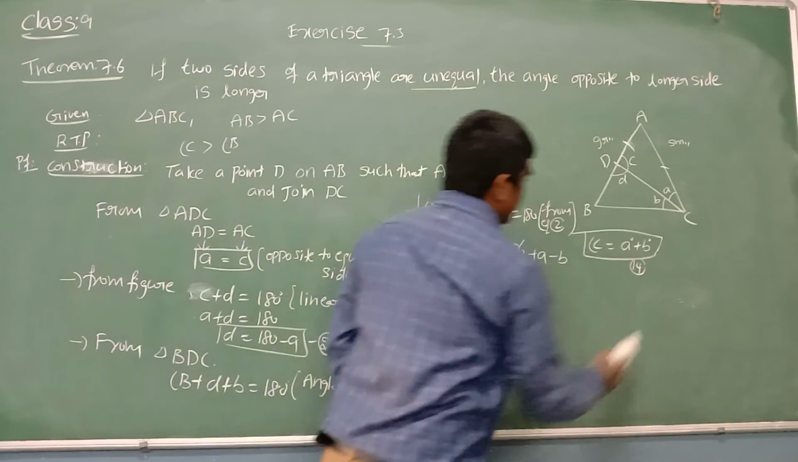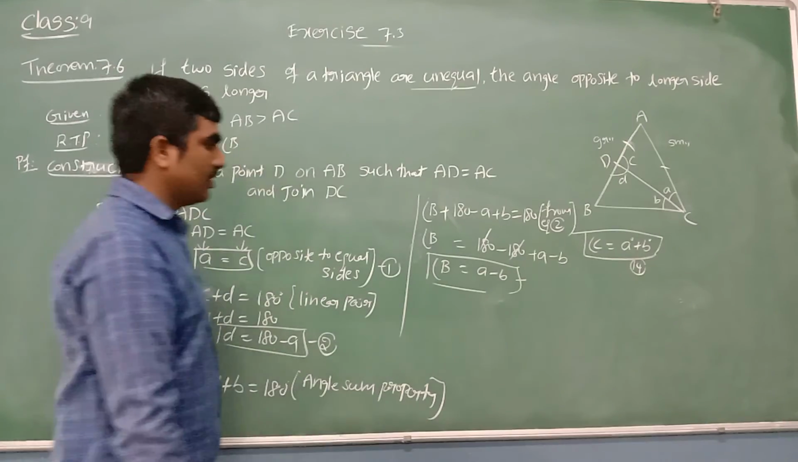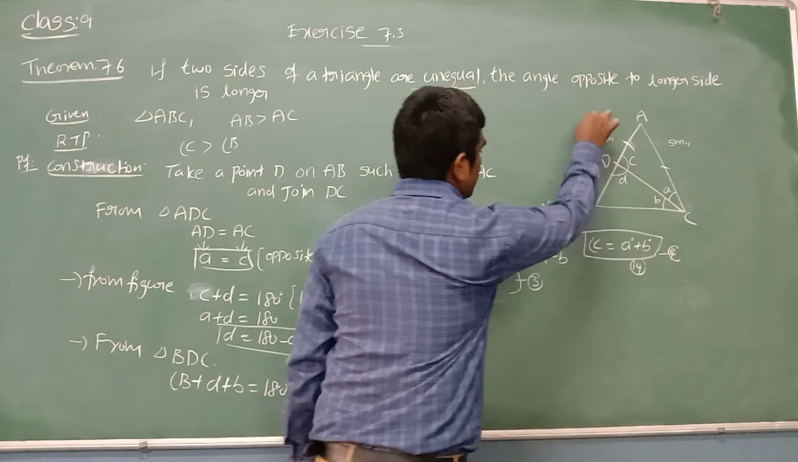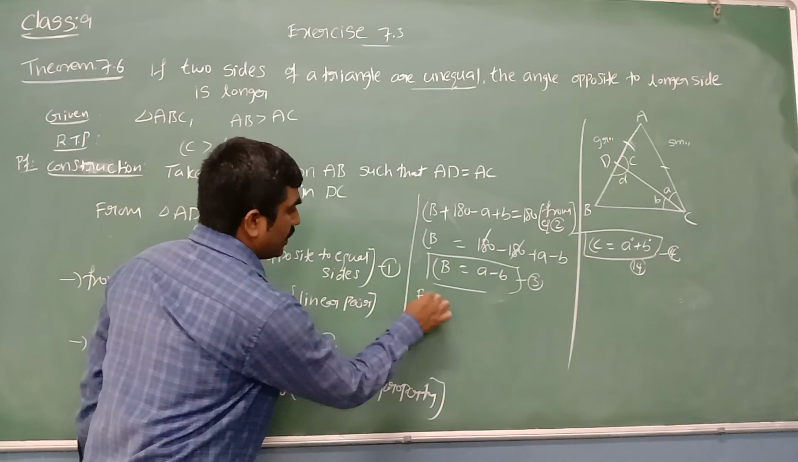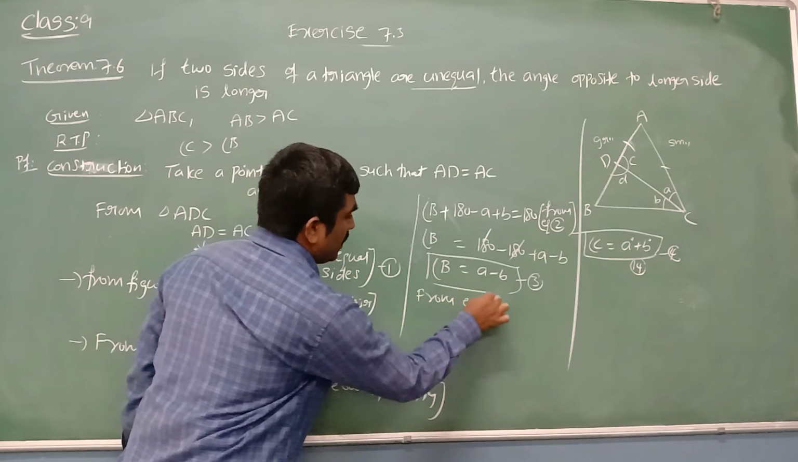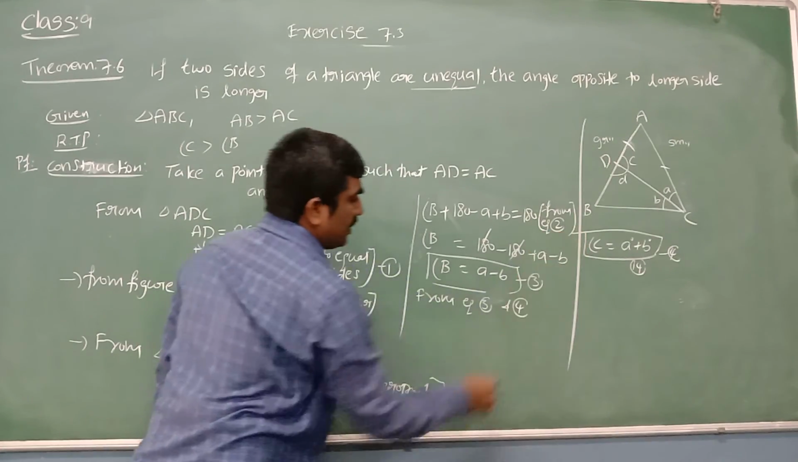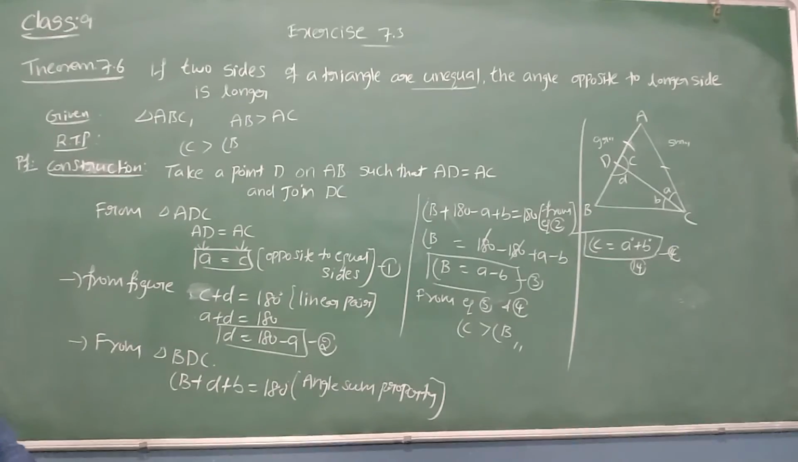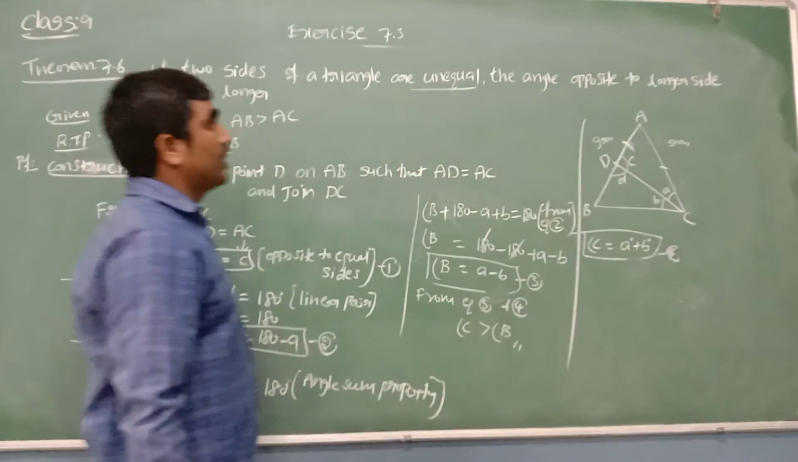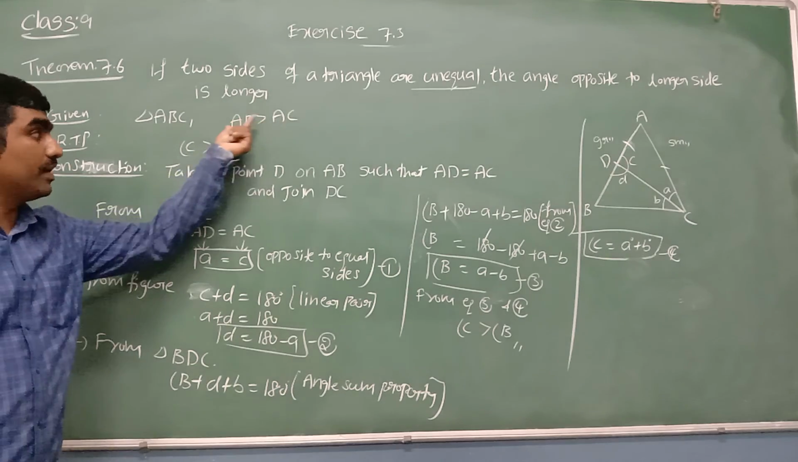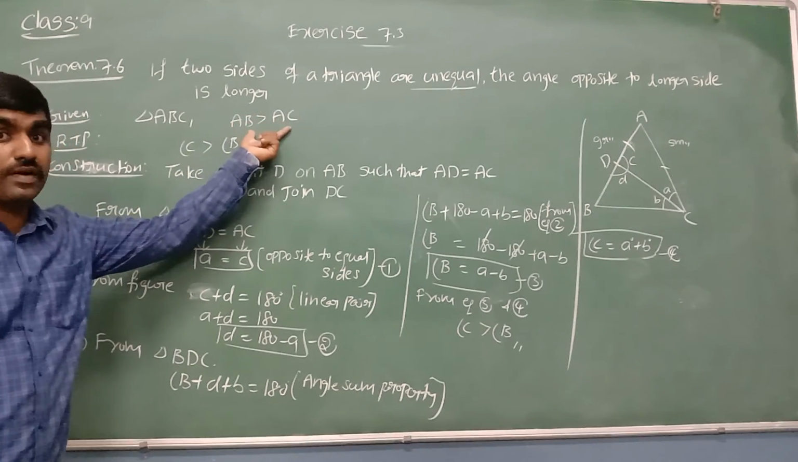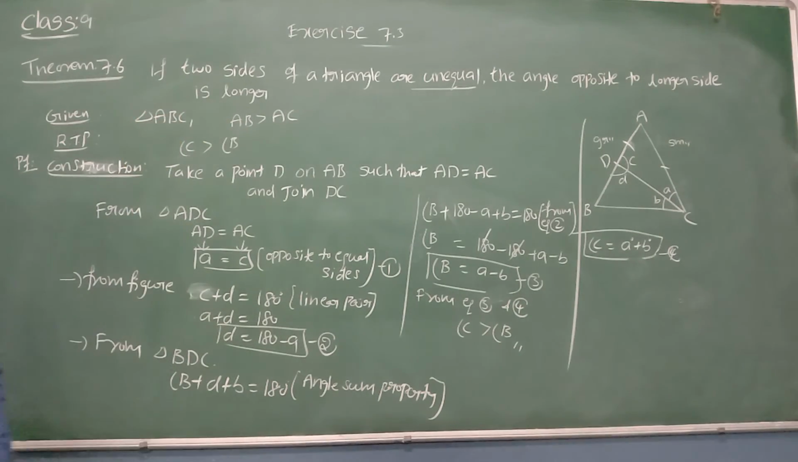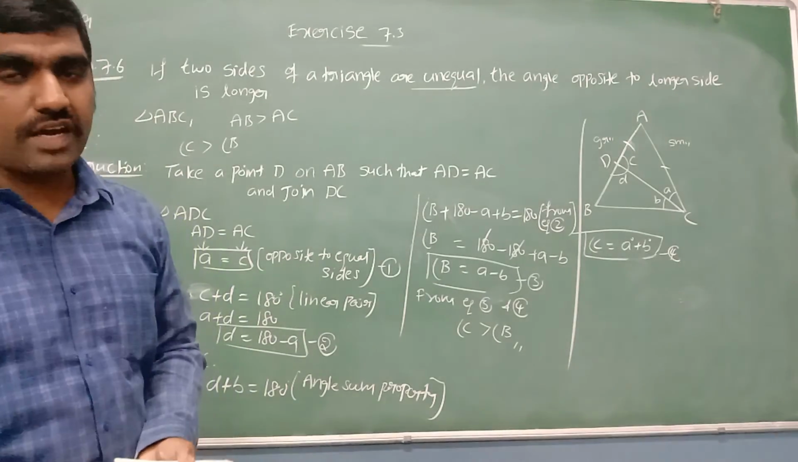Alright? So now what can we write? Equation 2 is completed now. We'll take this as equation 3 and this as equation 4. From equations 3 and 4, we can see that angle C is greater than angle B. Hope it is clear for everyone. So if two sides are unequal, one is greater, one is smaller, then the angle which is opposite to the greater side is the greater angle. Hope it is clear. Thank you once again. We'll meet next class.